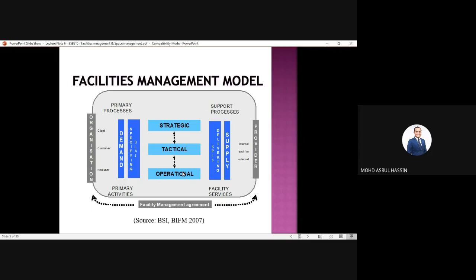And then the support processes, this is the facilities management provider. For example, our in-house facilities management is Bahagian Pengurusan Fasiliti in UITM. They have to deliver KPIs to meet the service level agreement, or the standard, or the scope of work given from the university to Bahagian Pengurusan Fasiliti. We call that the supply, either internal or external to the company or provider. That is the facilities management model.